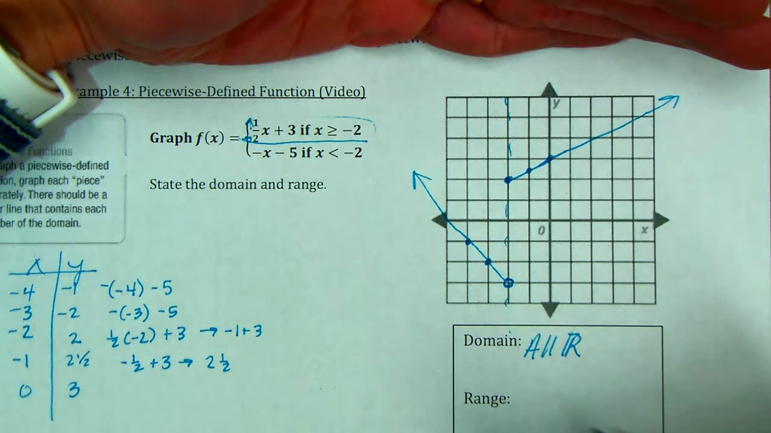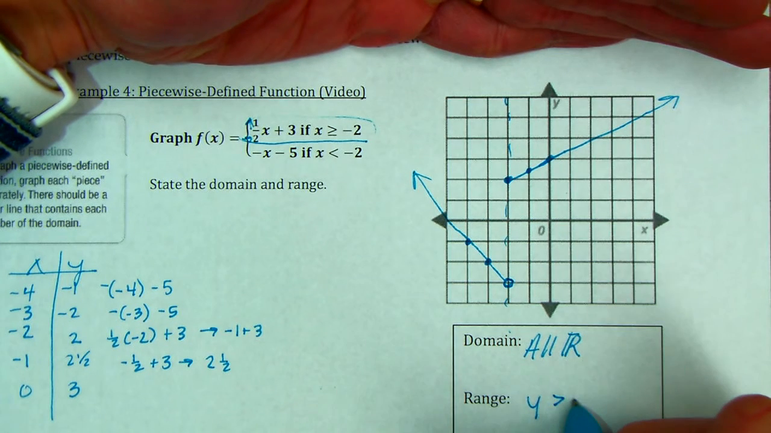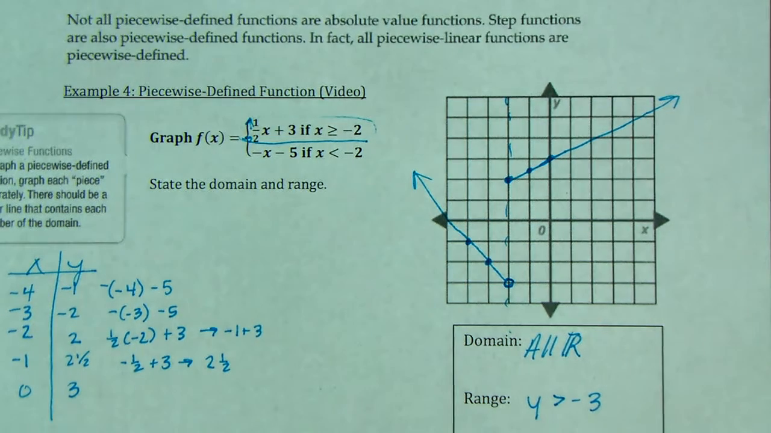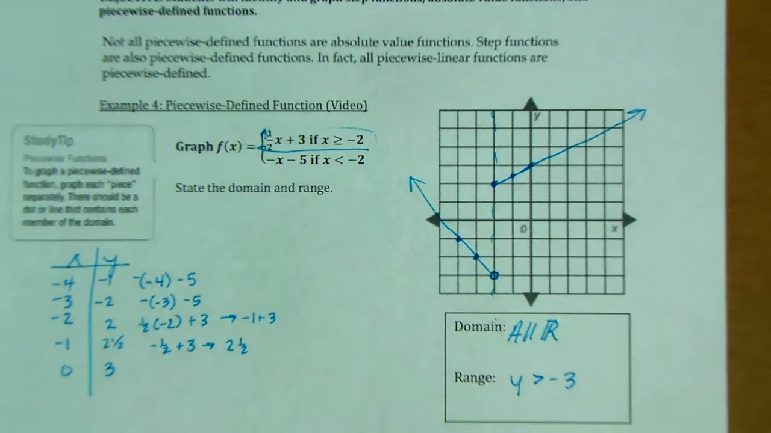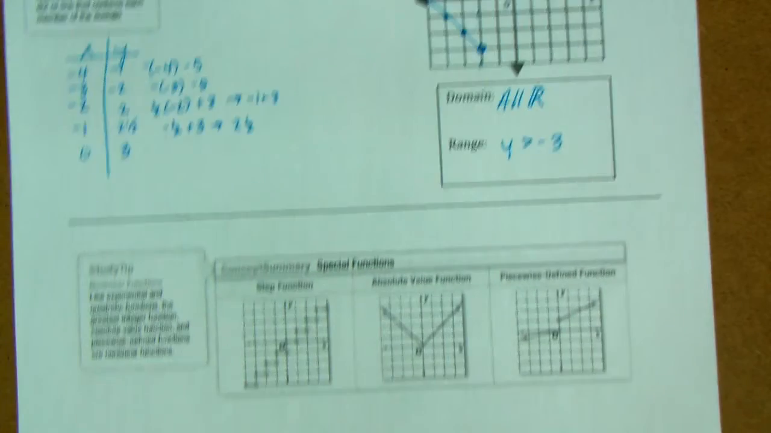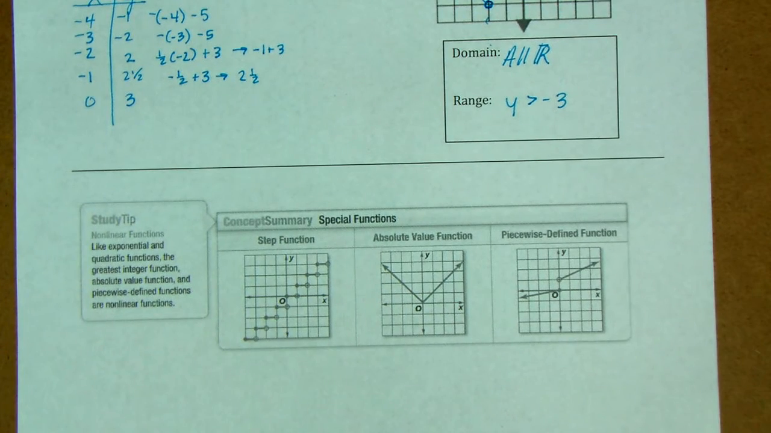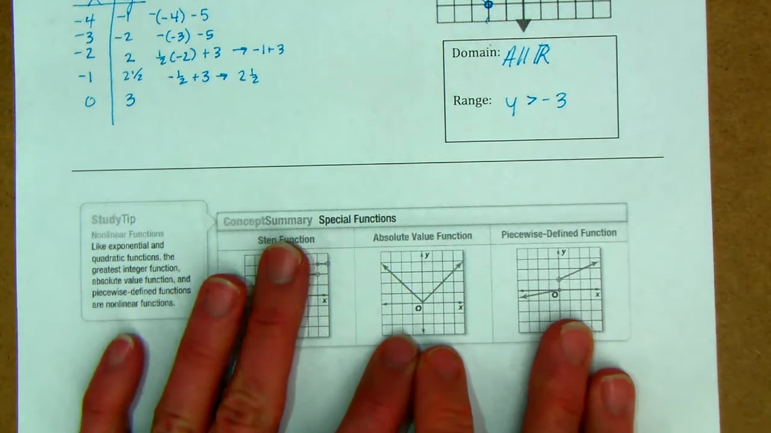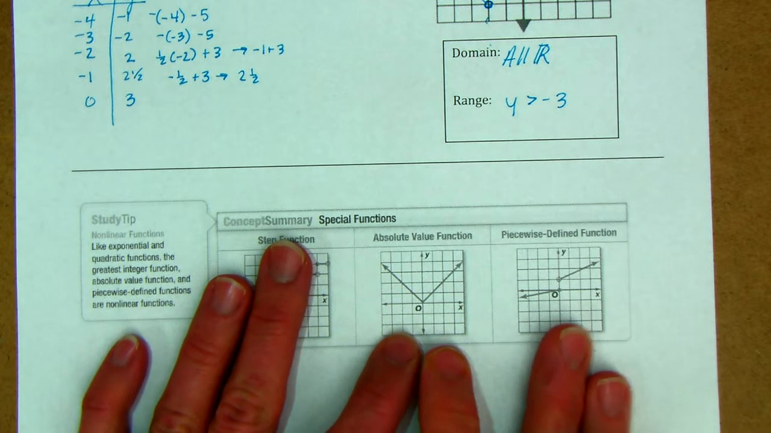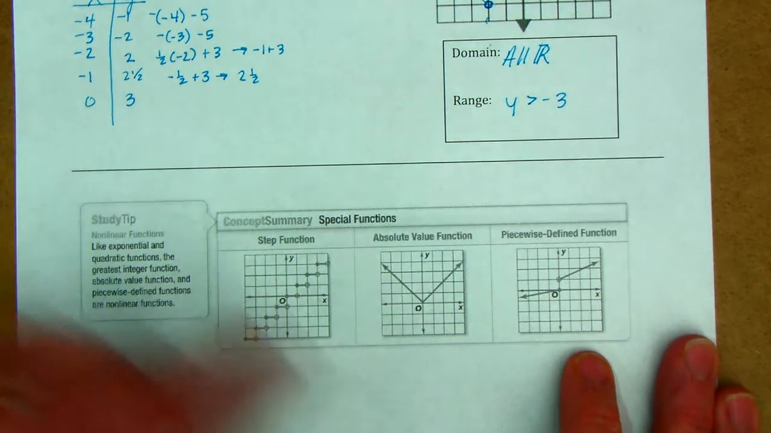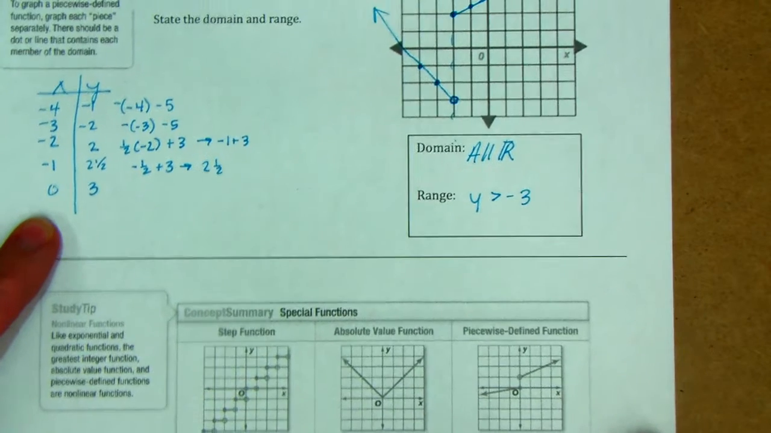All right, moving on, then we just got some study tips. So here are the 3 things we talked about. We got the step function, the absolute value function, which is going to be a v, and then the piecewise, which we just talked about up here, something like that. All right, so where am I at? I gotta flip my paper over. No, actually we're done.